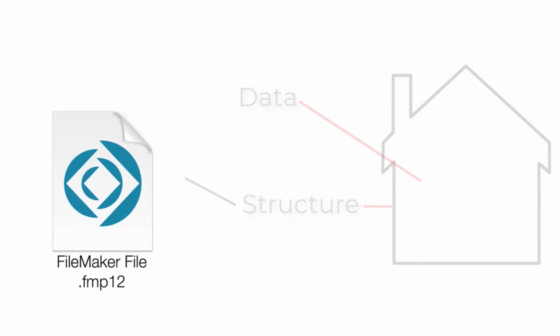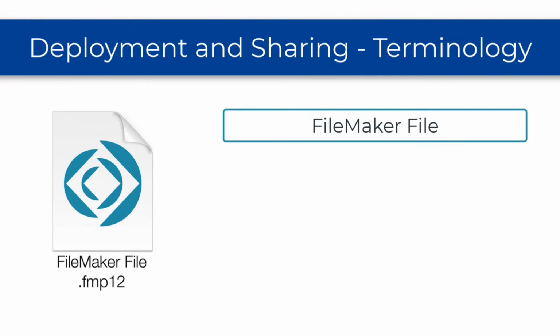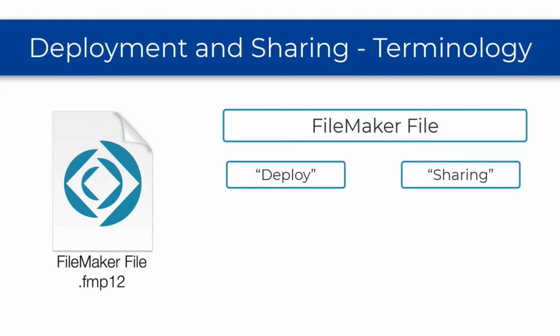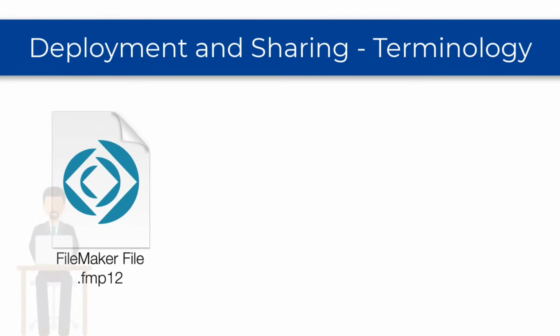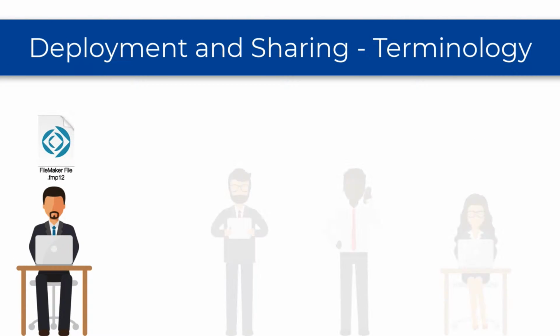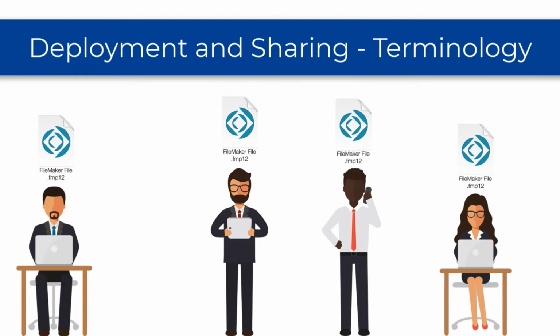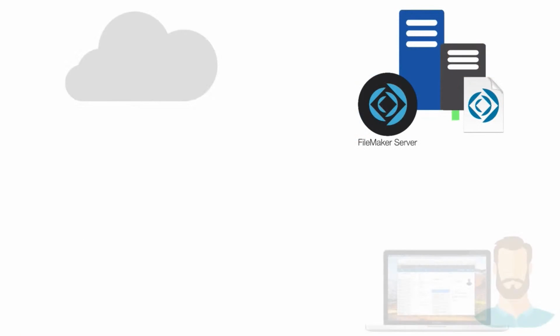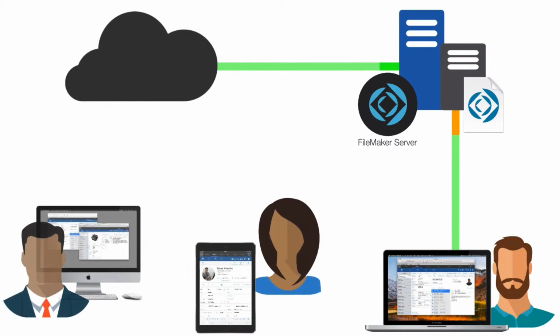Now, we use another term in a very similar fashion, and that's the idea of deploying your custom database or app or solution, right? So we're talking about sharing it with your team. The terminology deploy and share effectively means the same thing in the world of FileMaker. So if you build a custom application on your local computer, then you want to share it with your team. You're going to need to take that solution and load it up on the server, i.e. you're going to deploy that solution to the server.